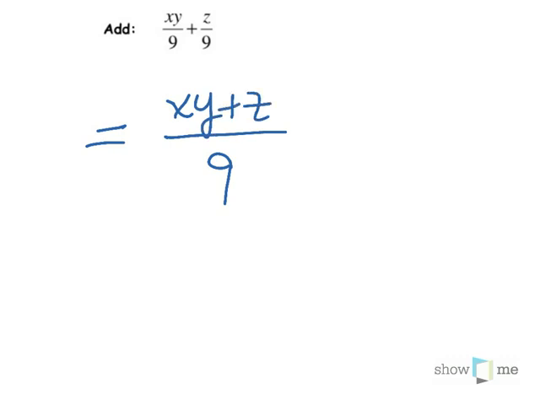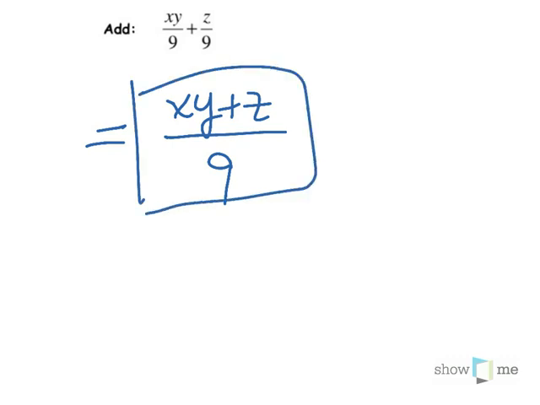Adding rational expressions is a lot like adding fractions, and if you remember when you were adding fractions, you needed a lowest common denominator, and we're lucky enough that we have a lowest common denominator here. It's 9. So remember, when we're adding, we keep the same denominator, and all we have to do is add the numerators together. So when I add the numerators, that's an xy plus z. There's nothing else I can do to simplify that, so that is my final answer, believe it or not.